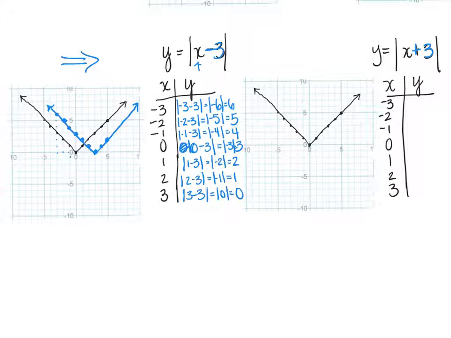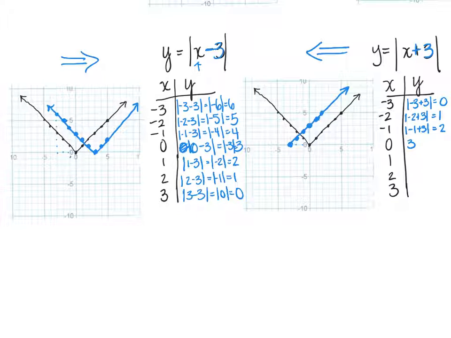Well, hopefully you can predict that it shifts to the left. Let's prove that. If I take -3, the absolute value of -3 plus 3 is the absolute value of 0, which is just simply 0. So when x is -3, my y is 0. Now, the absolute value of -2 plus 3 is 1, because the absolute value of 1 is 1. And the absolute value of -1 plus 3 is the absolute value of 2, which is just simply 2. And the absolute value of 0 plus 3 is going to be 3. And 1 is going to be 4. And 2 is going to be 5.